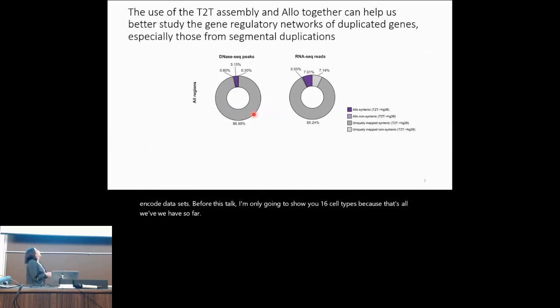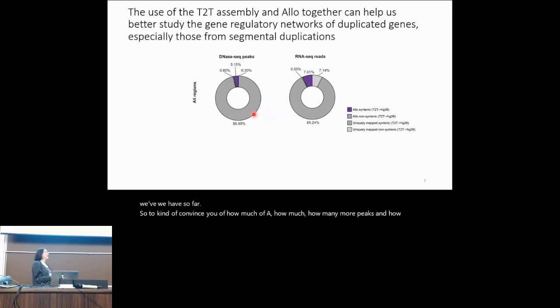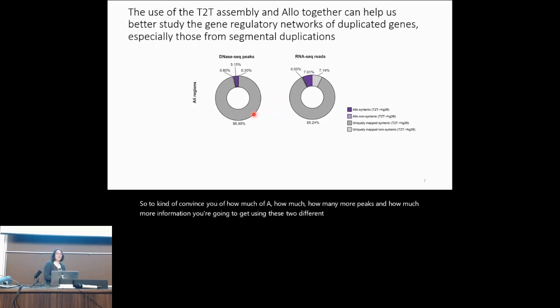To convince you of how many more peaks and how much more information you're going to get using these two things, the T2T assembly and allo together, what I'm showing here is looking at all regions of the genome regardless of duplication status. You can see that the allo peaks were a modest increase. Only 3% of all peaks were only found with allo for DNA-seq. The reason I use DNA-seq is I thought it would be a good way to represent cis-regulatory regions in general and not just one transcription factor like you would get from ChIP-seq. And then with RNA-seq, you do see a modest increase if you use allo to rescue some of these multi-map reads, 7%.